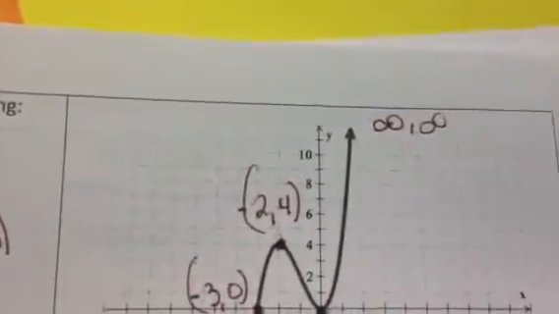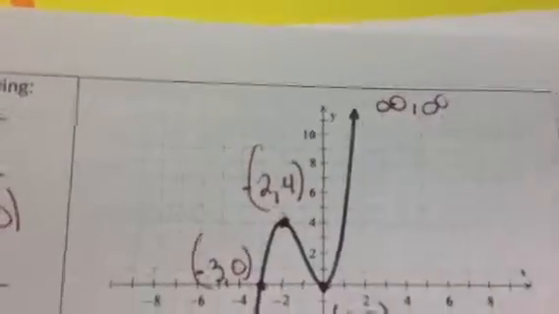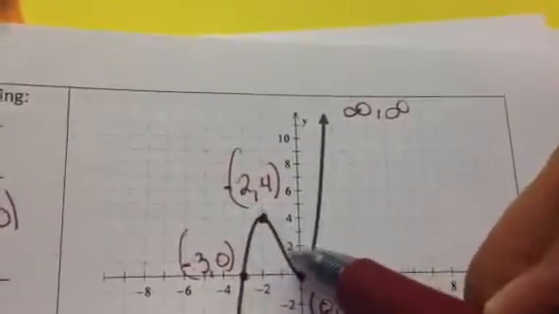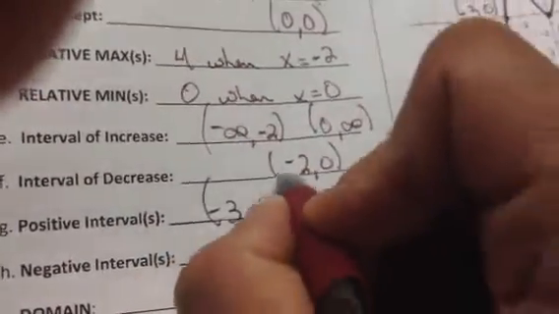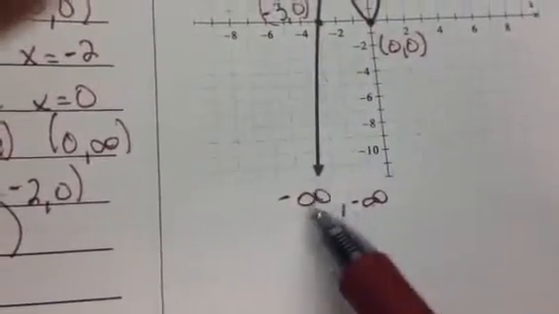Positive interval above the x-axis, negative interval below the x-axis. So for this one, I'm just going to write this as one entire interval above the x-axis. So it's going to go from negative 3, I'm not going to stop, all the way up to infinity. Just make it 1. And the negative interval, just this one little part here, it starts at negative infinity and goes to negative 3.